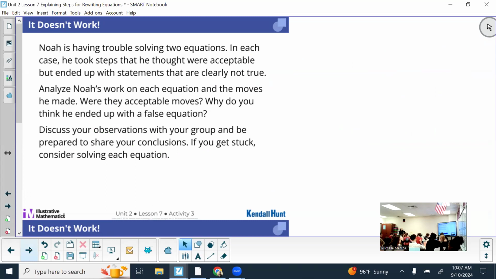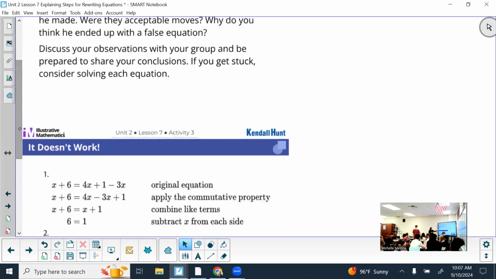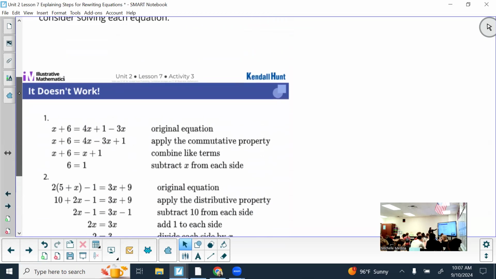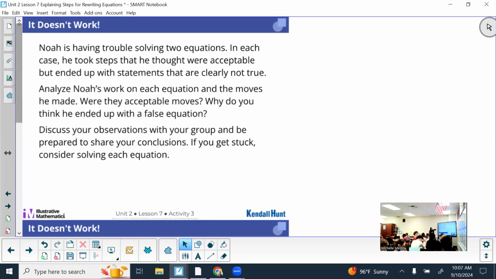So read along, this is great practice for your test. It says Noah is having trouble solving 2 equations. In each case, he took steps that he thought were acceptable, but ended up with statements that are clearly not true. Right, so let's see. 6 equals 1, clearly not true. 2 equals 3, clearly not true. So that's the problem that he's running into.